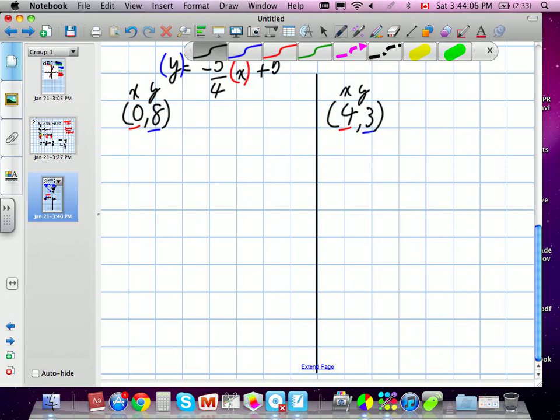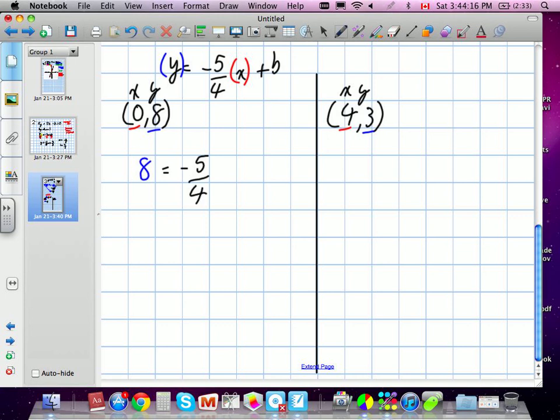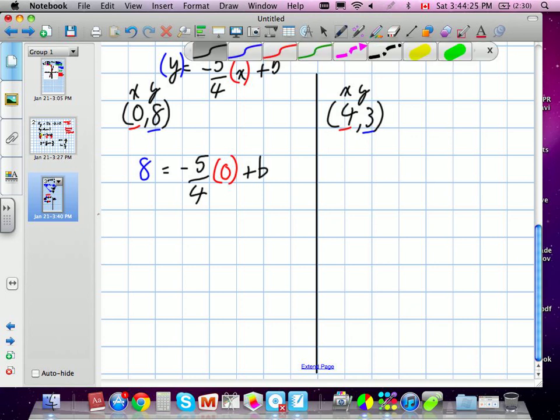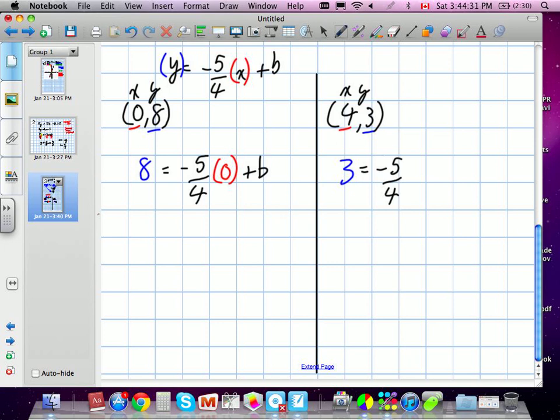8 goes in for y. We have 8 is equal to negative 5 over 4 times our x, which is 0, plus b. b is what we're trying to find. In the other example, it's going to look like this. 3 is equal to, I'm replacing the y here, negative 5 over 4 again. Our x in this one is 4, so times 4 plus b. Okay?